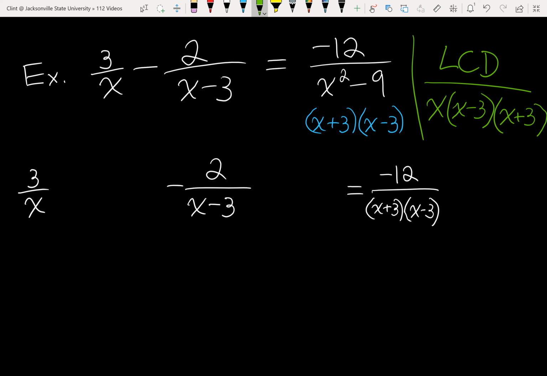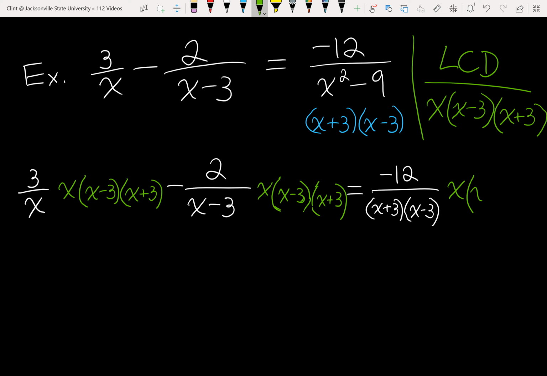Now we put our LCD in here, so times x minus 3 times x plus 3. Same thing here, times x times x minus 3 times x plus 3. And then the same thing on the last one, times x minus 3 times x plus 3.